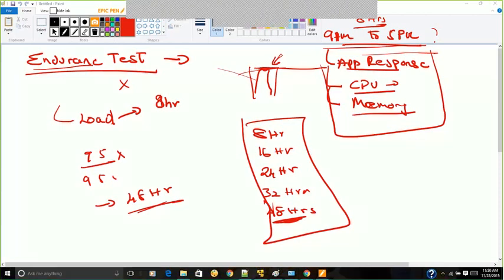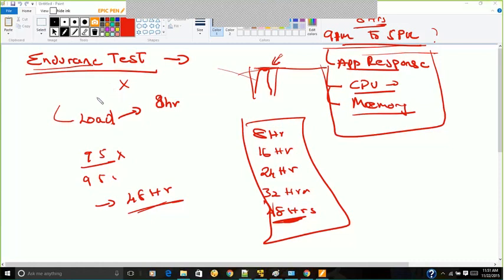That is how you're literally testing the endurance of that particular application. If you put a peak load in the system for an extended duration of time, how is my application sustaining that load? That's what endurance test is all about. So that is a key test that we will do release after release.